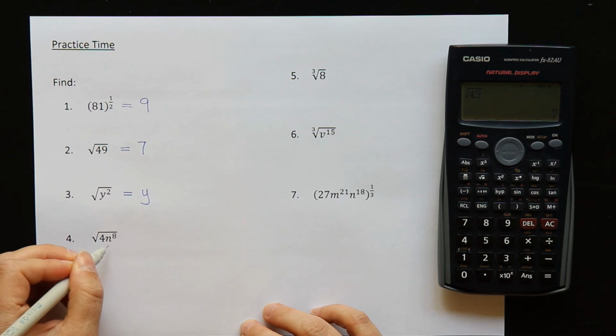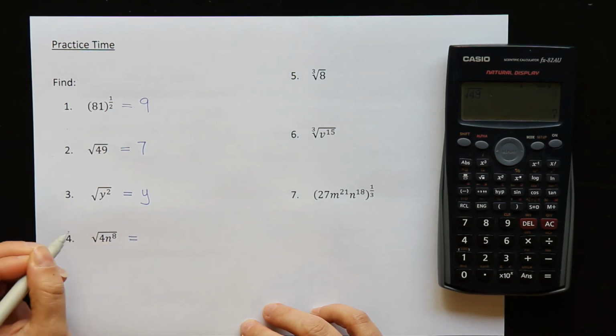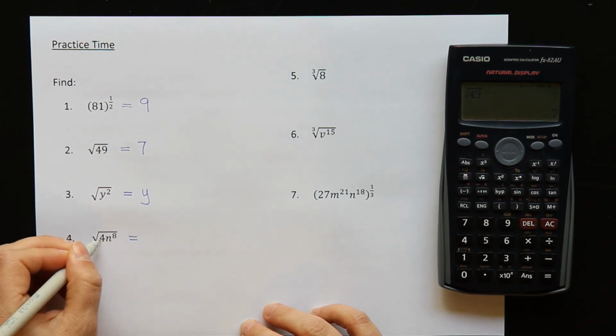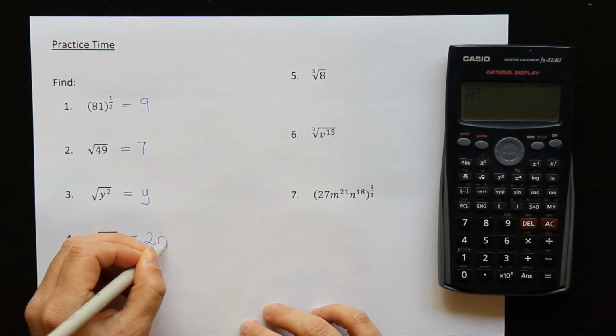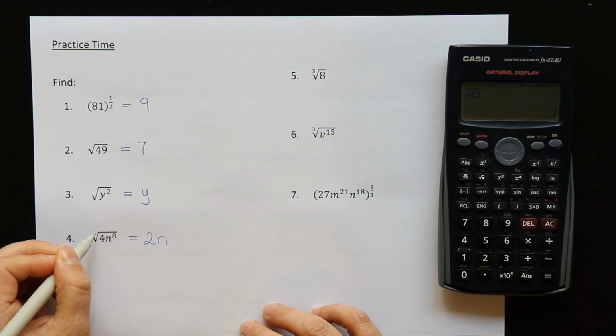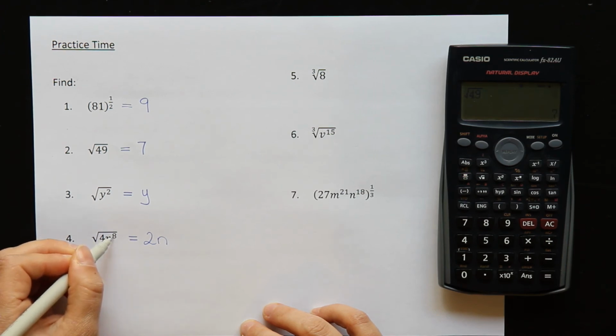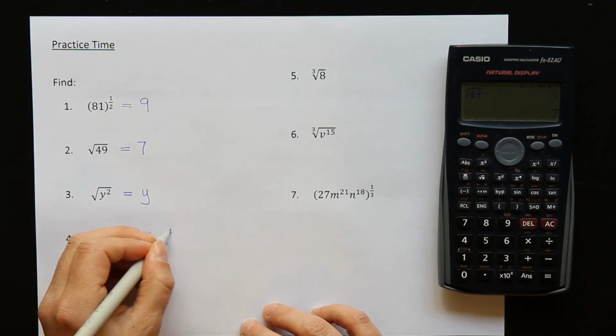Square root of 4n to the power of 8. Square root this big number at the front here. Square root of 4 is 2. n is my pronumeral. And because it's a square root, I have to divide the power by 2, which will give me a 4.